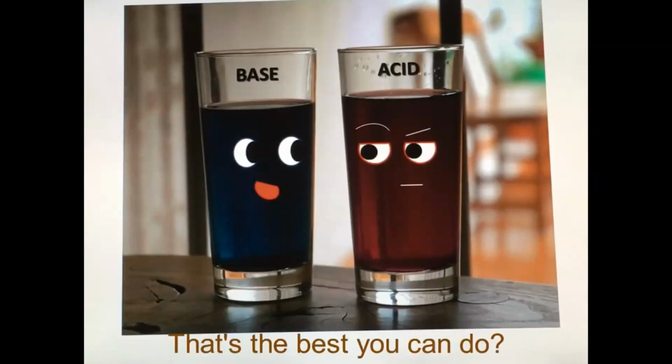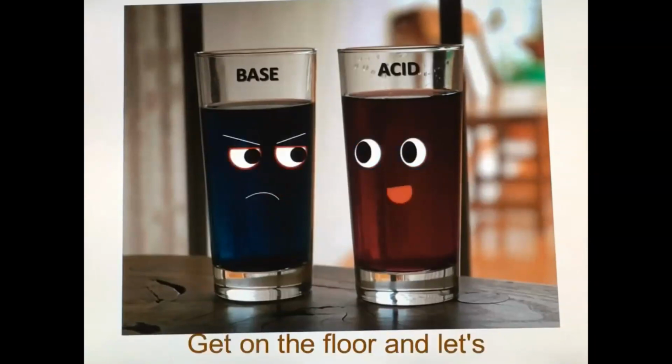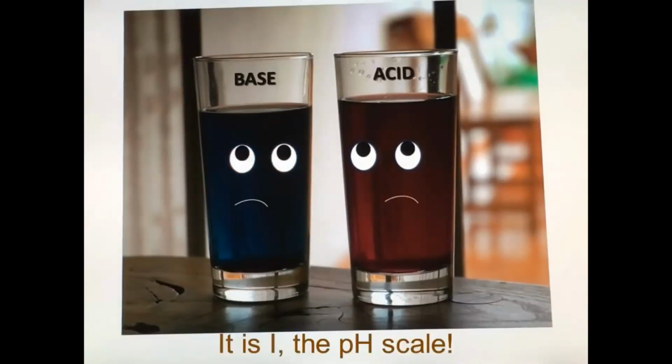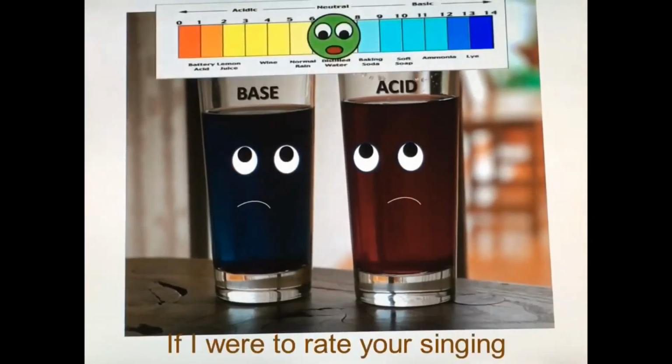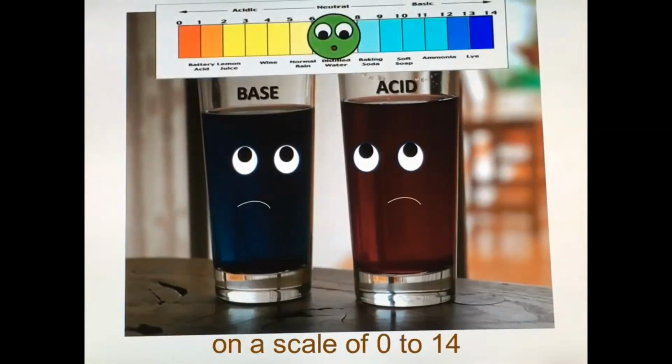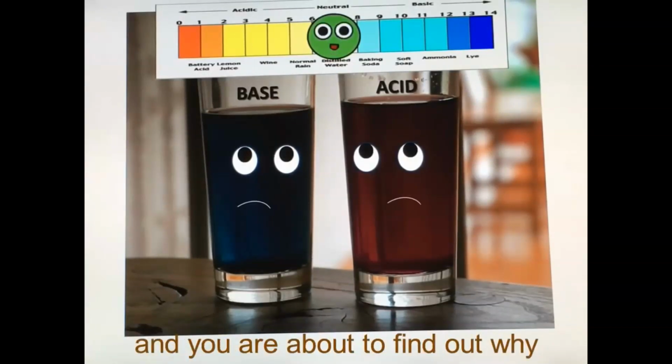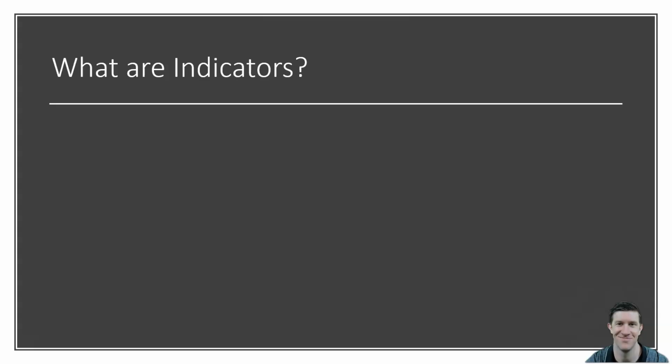That's the best you can do? Watch this. Get on the floor and let's shake some asses. We're fiery and hot, not calm and placid. We burn through material and make it quick. We even digest the food in your acidic stomach. It is I, the pH scale. If I were to rate your singing on a scale of 0 to 14, acids would be below 7 and bases would be above 7. And you are about to find out why.